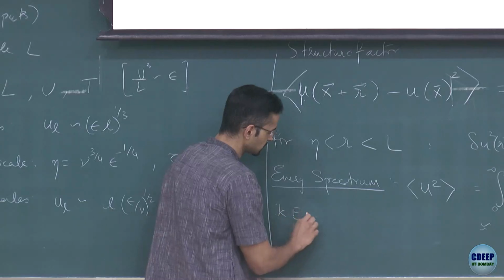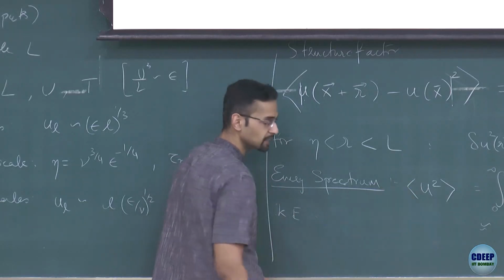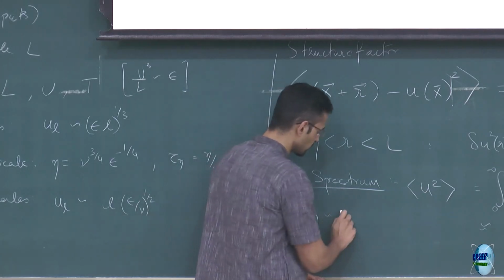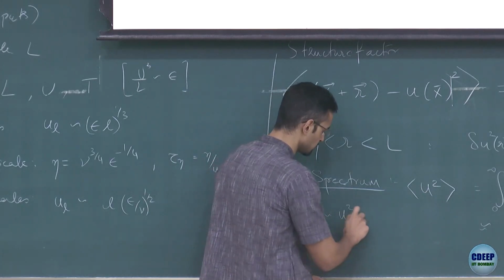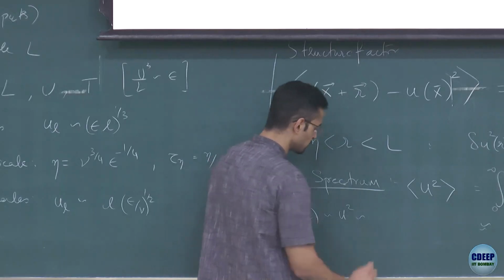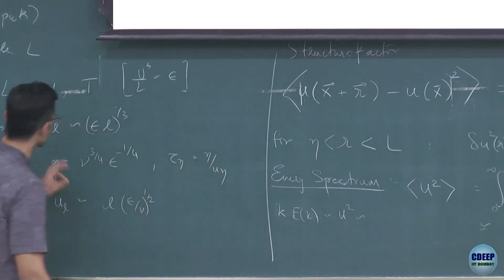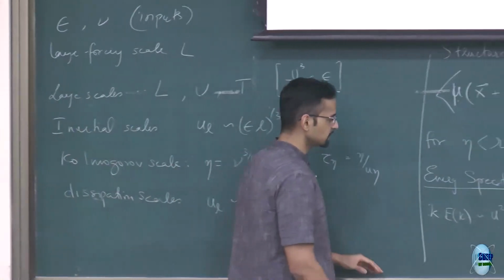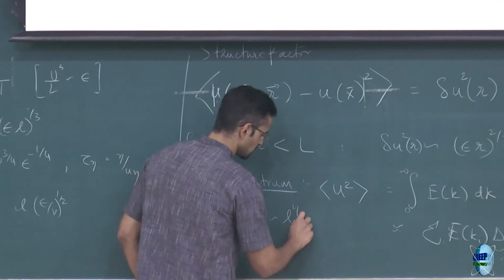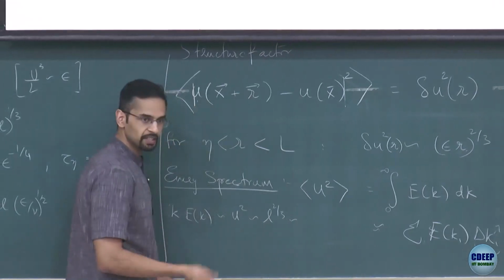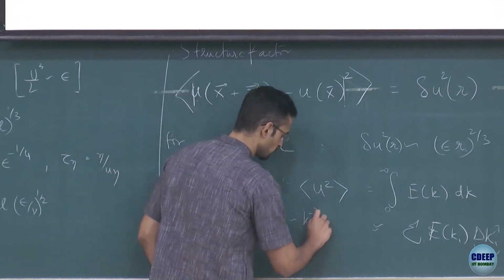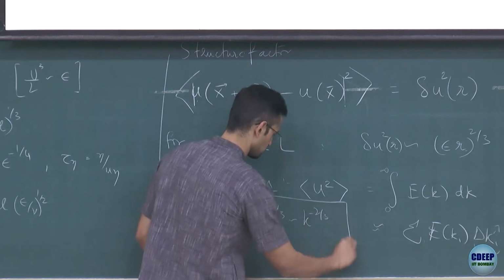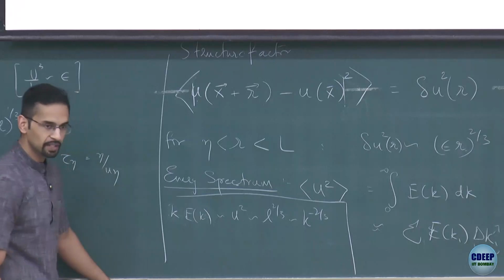So k times this E of k goes like u square, right? And that u square itself should go like this, L to the power 2 by 3. But L to the power 2 by 3 is itself 1 by k. So it's k to the minus 2 by 3. Okay, this is just to get this.